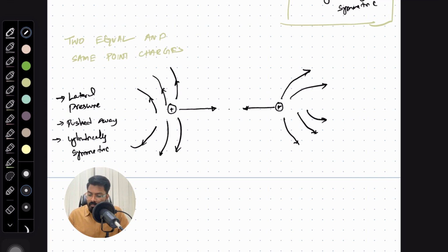Now in this case we have this point. If I call this point N, this is a point where the electric field is 0. That point is called the neutral point.